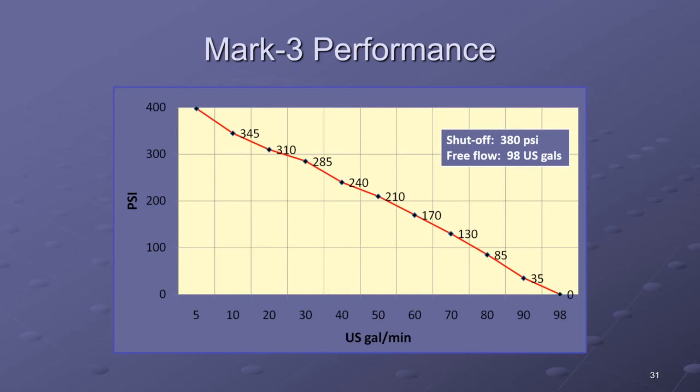So if you graph it like this, it can make it a little easier to interpret. So it gives me 50 gallons a minute at 210 PSI. That sounds a lot better.